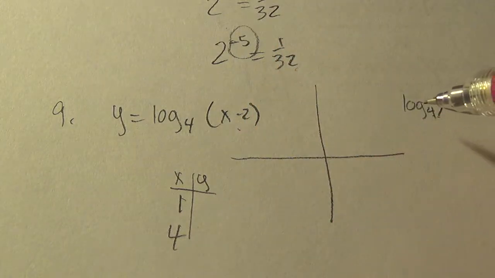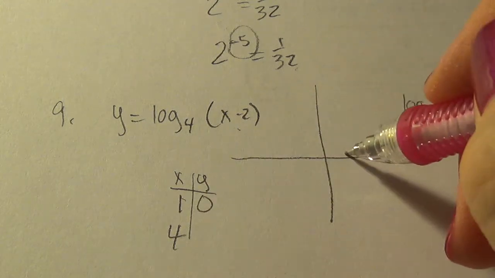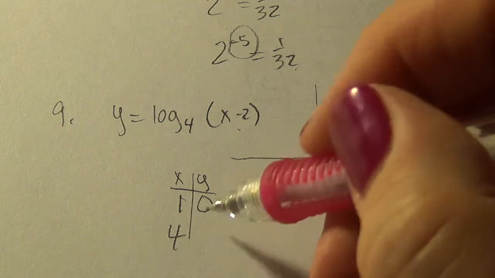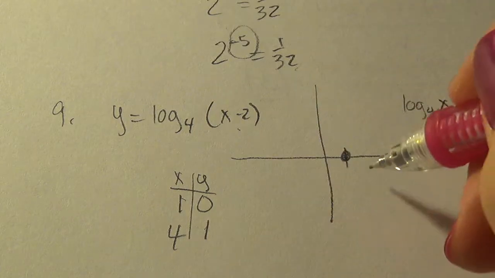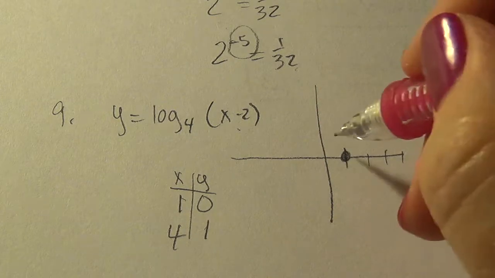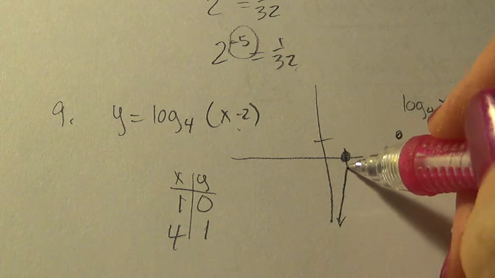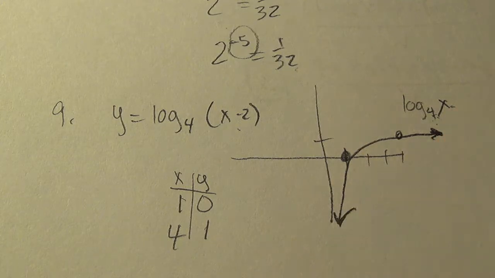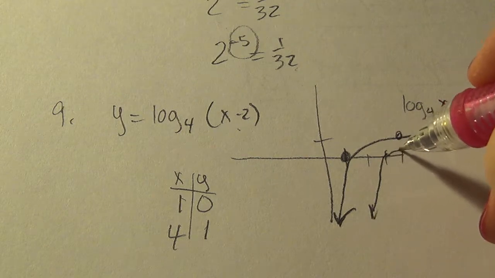So what exponent do I give 4 to get 1? 0. And this point is on these basic ones. And what exponent do I give 4 to get 4? 1. So I go over 4 and up 1. So you'll recall the basic log graph looks like that. And now we have to move it to the right 2. So it'll come over here like that.